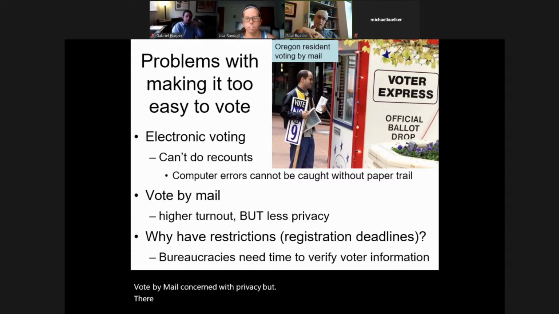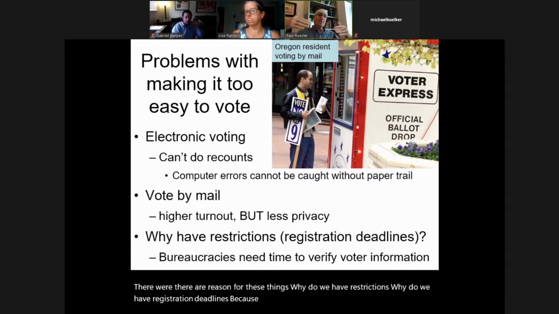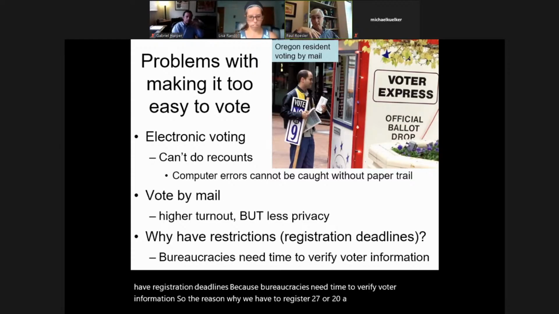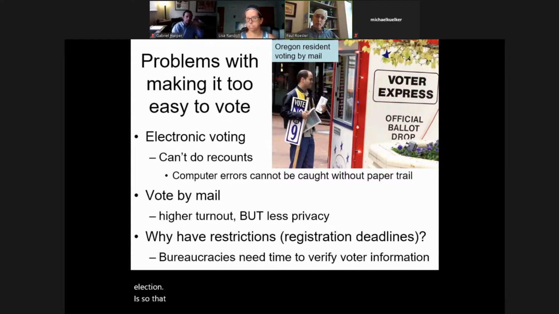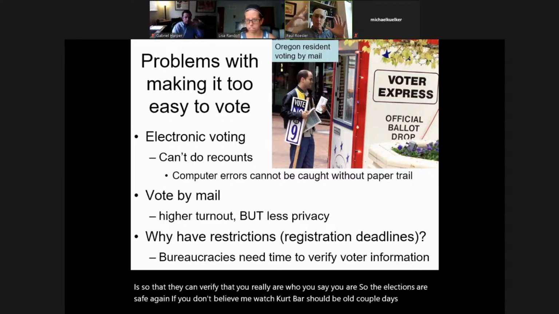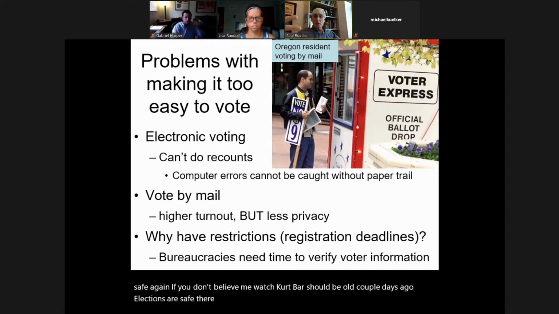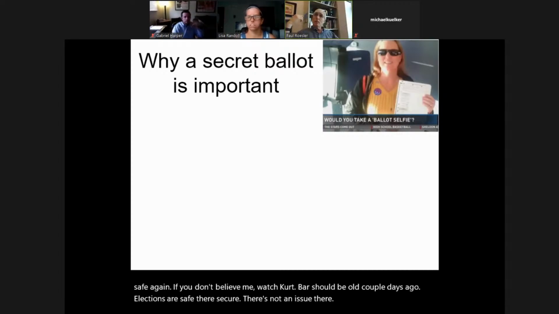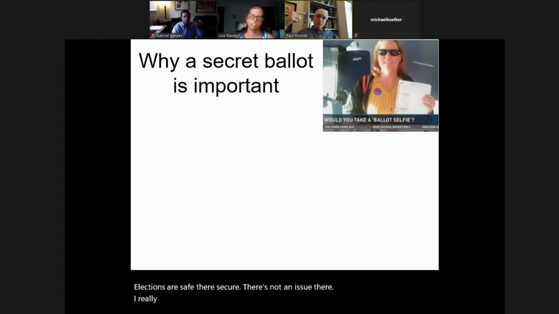there are reasons for these things. Why do we have restrictions? Why do we have registration deadlines? Because bureaucracies need time to verify voter information. The reason we have to register a month before the election is so that they can verify that you really are who you say you are, so the elections are safe. Again, if you don't believe me, watch Kurt Barr's spiel a couple days ago. Elections are safe, they're secure. There's not an issue there. But there's a reason why you have these rules. I just wish we could actually make it a little bit easier to vote.